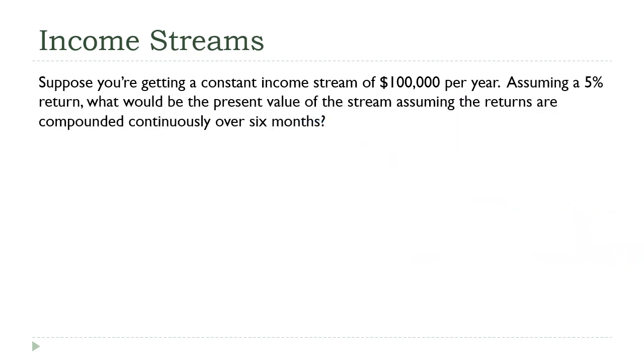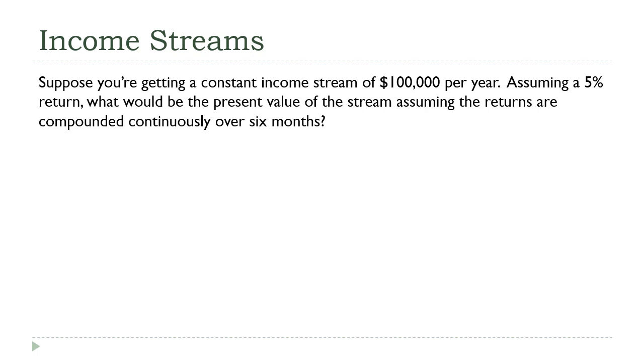Okay, now let's switch up a little and bring this more formally into the calculus material. I'm going to stick with this $100,000 constant income stream for the rest of this lecture, and we're going to assume a 5% return, and that it's compounded continuously. So we're really looking for that upper bound on what kind of income we can expect. So the question is, what would be the present value of the stream, assuming the returns are compounded continuously?